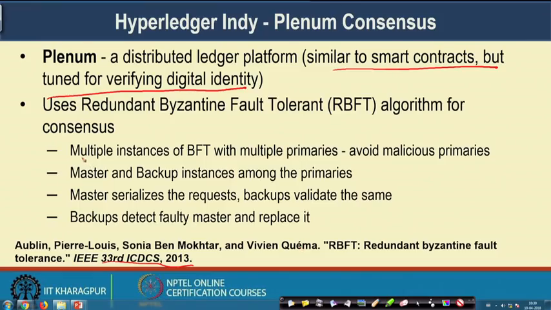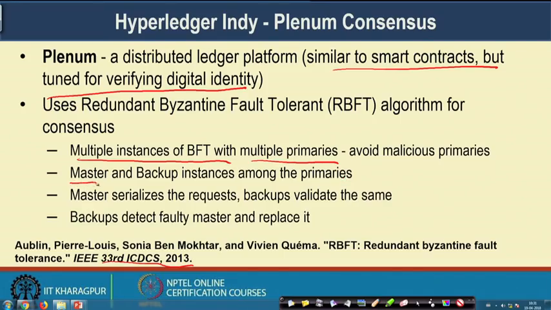So here the basic idea is that you run multiple instances of the BFT with multiple primaries to avoid the malicious primaries. Now, rather than having a single primary in the system and multiple backups in the system, you have multiple primaries and multiple backups. So different nodes can work like a primary.